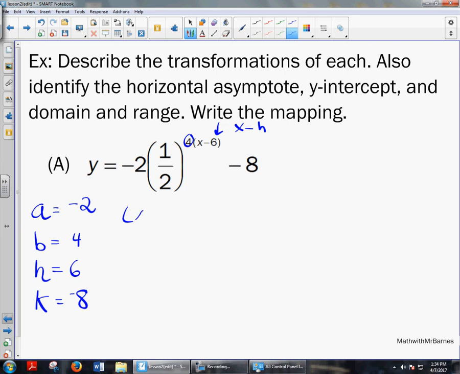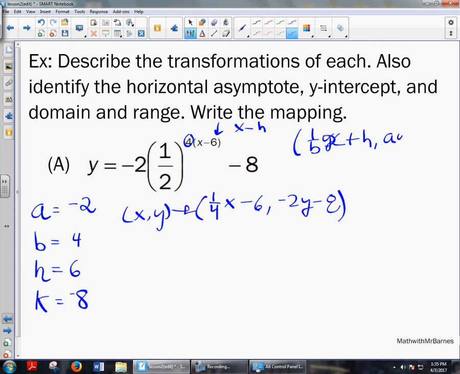From that we can write the mapping rule. Let's get that out of the way. It's one of the most important things you need to be able to do for this unit. So 1 over 4 x minus our h value, and then it's a y, so -2y plus, or minus I should say, -8. Again, this is the general form of the mapping rule: 1 over b x plus h, a y plus k. Make sure you get that. If you don't know that for your public, then you should be in tears. So that's our mapping rule, the first thing we need to take care of.